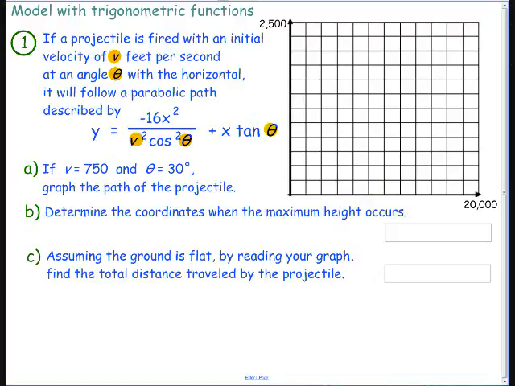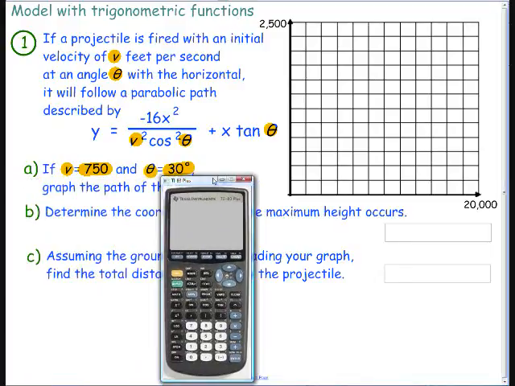So those parts that I just marked, those are not varying. Those are going to be 750 and 30 degrees. Those are fixed. Let's put the equation into our calculator.